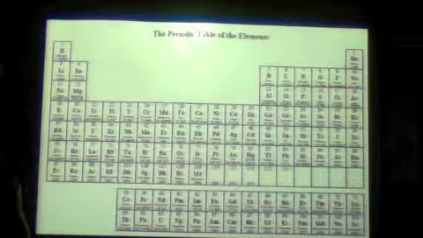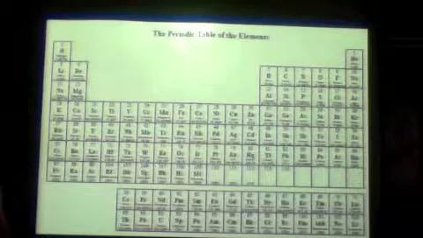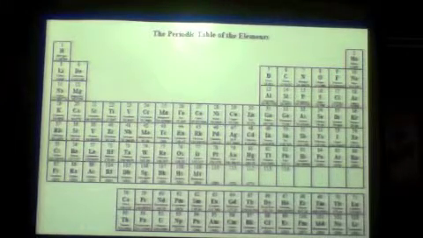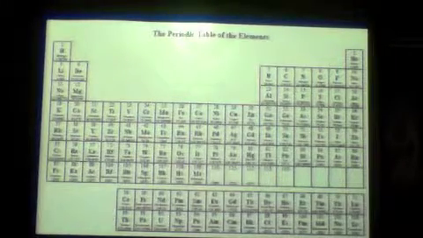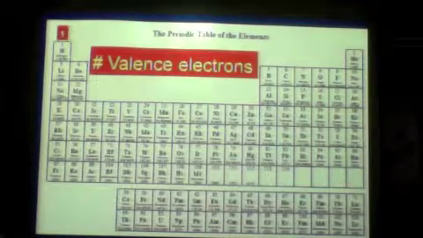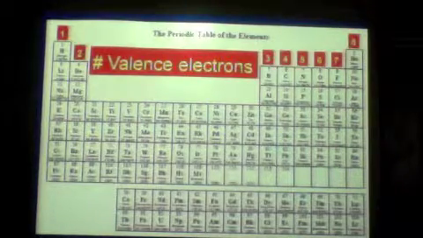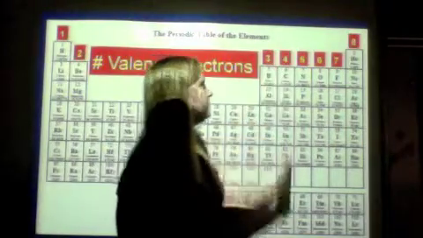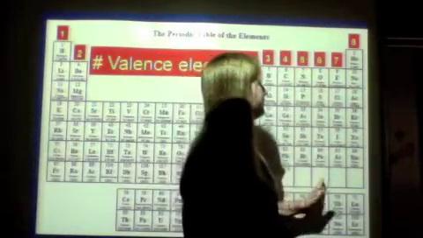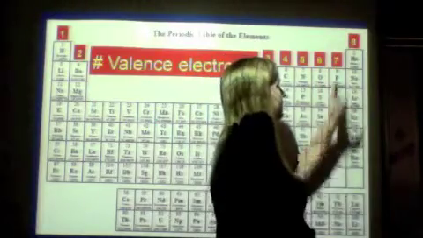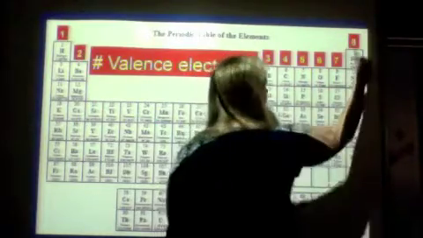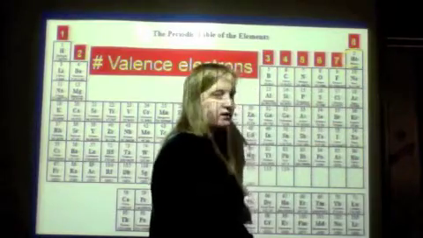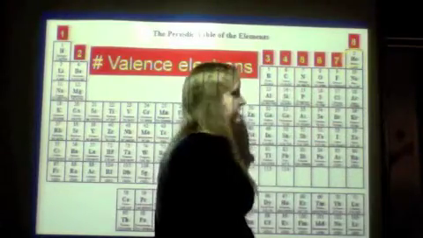You are responsible for knowing how many valence electrons an atom has simply by where it's located on the periodic table. Group 1, 1 valence electron, group 2 has 2, 13 has 3, 14, 4, 15, 5, 16, 6, group 17, 7, group 18, 8, except for helium. Helium is the only one that does not match this.